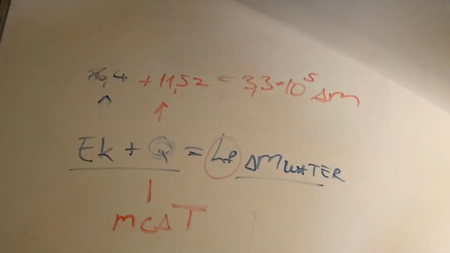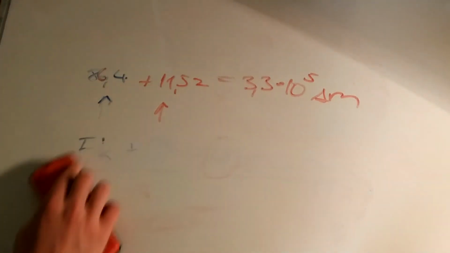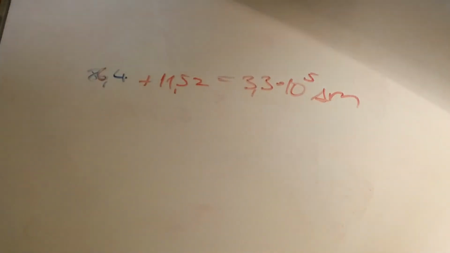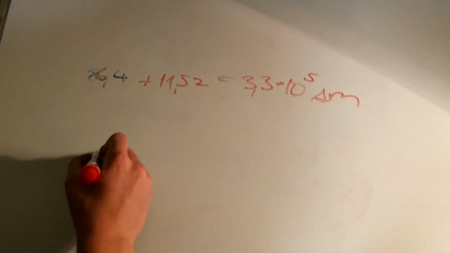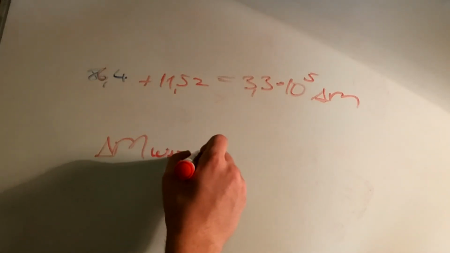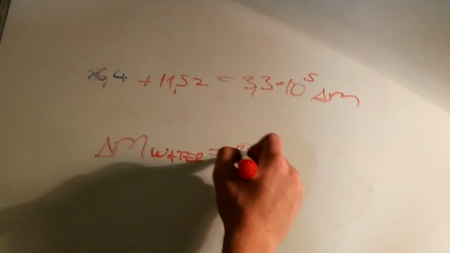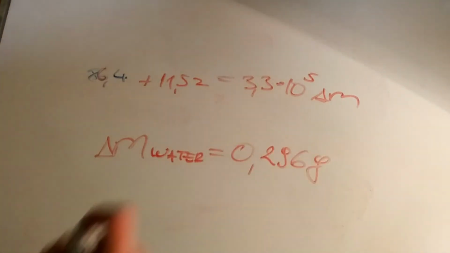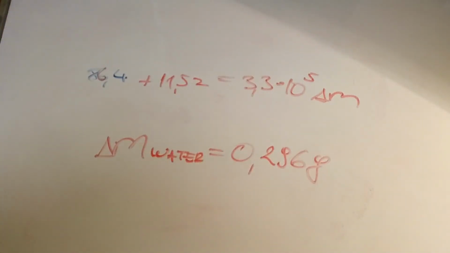Now if we calculate this, and divide both sides by 3.3 times 10 to the power 5, for the amount of water that will be yielded as a result, we will get 0.9296 grams, and we are done. In the next video we're going to study heat and work in thermodynamic processes.